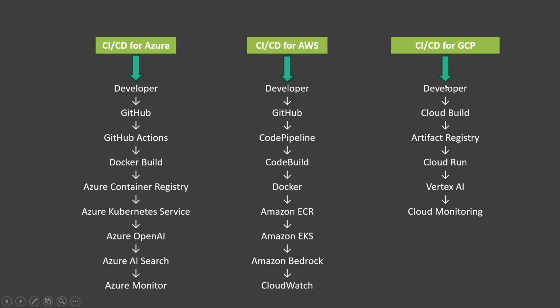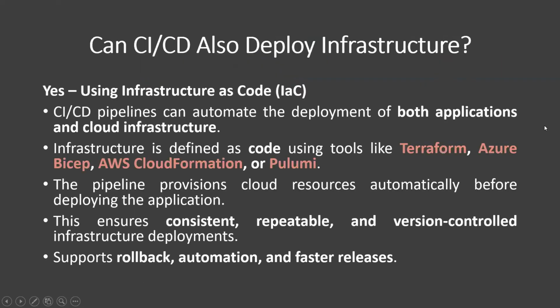Next, come to the GCP. Here, the developer will push their application into Cloud Build, and from there it goes to the Artifact Registry, and it will run in the cloud, and then it will go to Vertex AI, and all the things will be monitored by Cloud Monitoring. So here you can observe Azure Monitor, CloudWatch, and Cloud Monitoring. These are some of the things that are going to look into the entire thing. So these are some of the workflows for Azure, AWS, and GCP. Just have a touch of it before going into the interview.